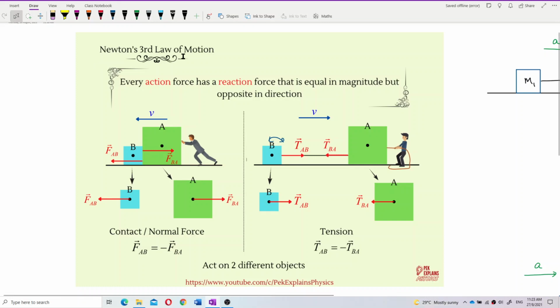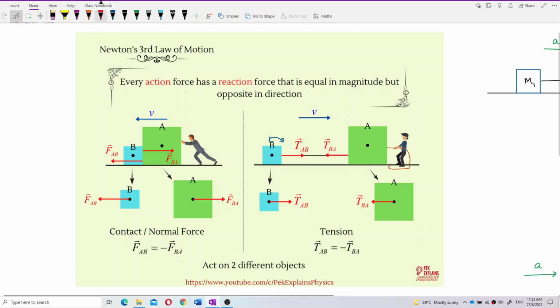Newton's third law of motion. Okay, Newton's third law of motion is about action-reaction force. Every action force has a reaction force that is equal in magnitude.